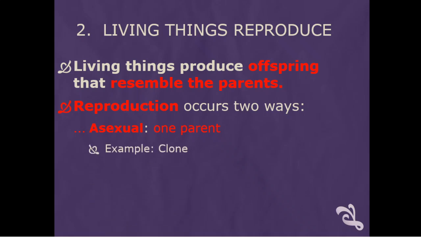Clone, you guys all might have heard of Dolly the sheep. Clone, that was one parent. Basically, they just took the cells of one sheep and they made a new one. And sexual has 2 parents, and that example is sperm and egg. So asexual has 1 parent and sexual has 2 parents.